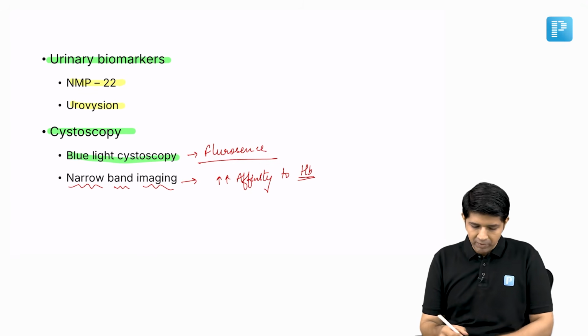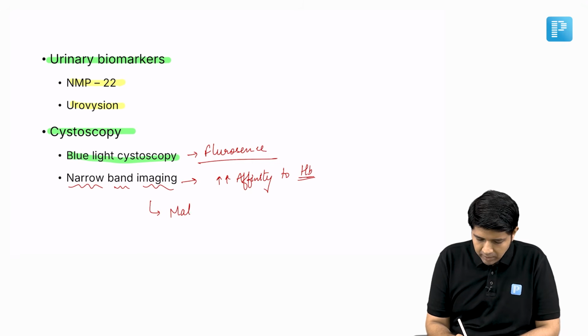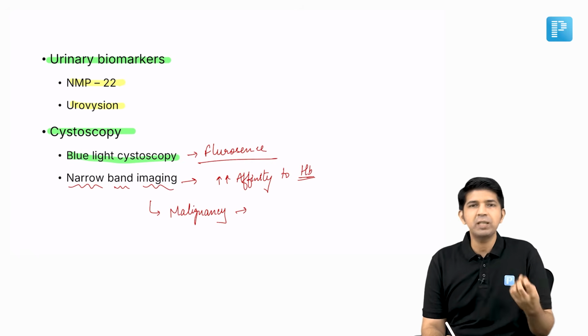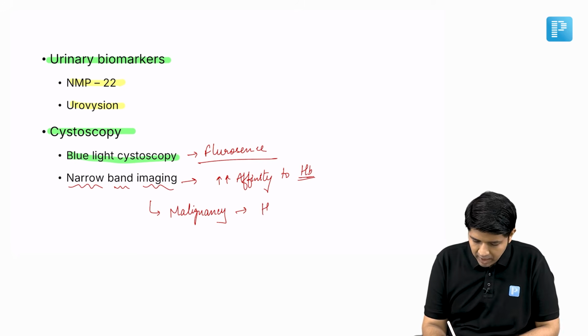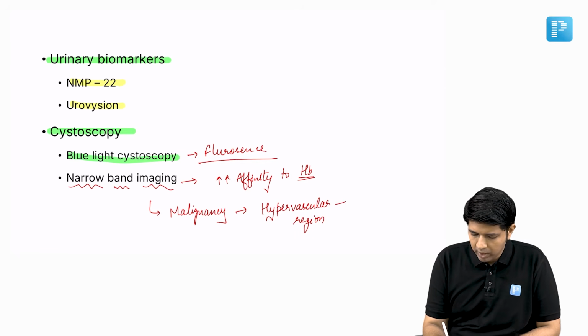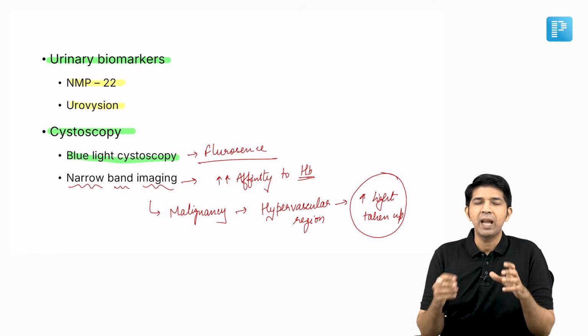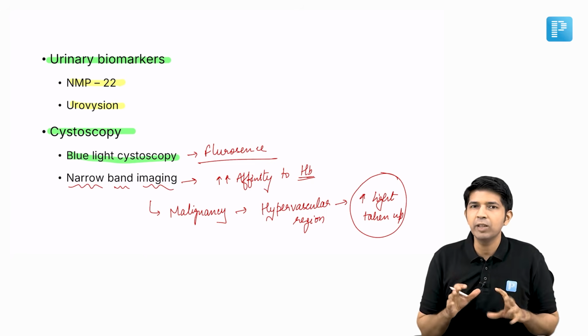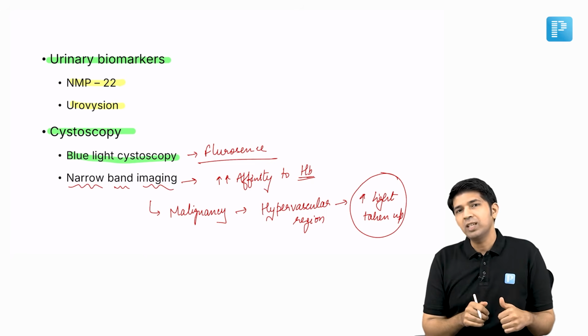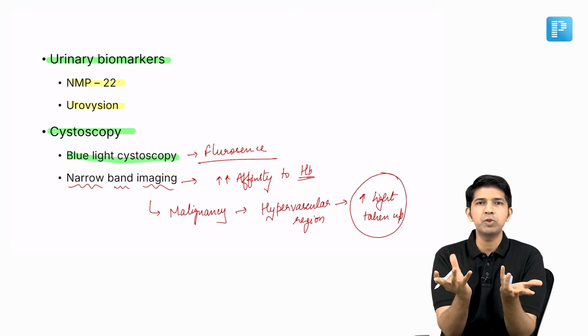So in short, whenever there is malignancy, we know that the blood supply to that area will be very high. That means it is a hypervascular region. So more of the light is taken up, and this area will light up and become very bright, and that will tell you that area is neoplastic. Now this is done for doubtful cases, not when you have an obvious tumor sitting there.